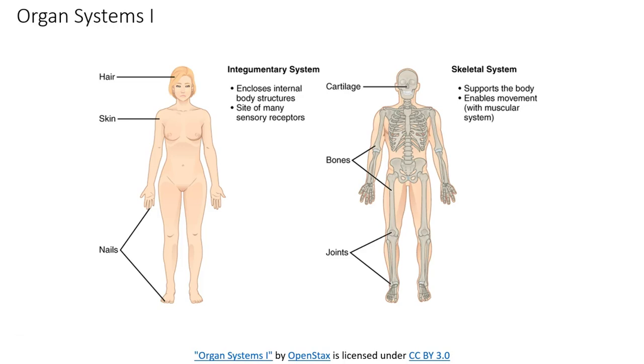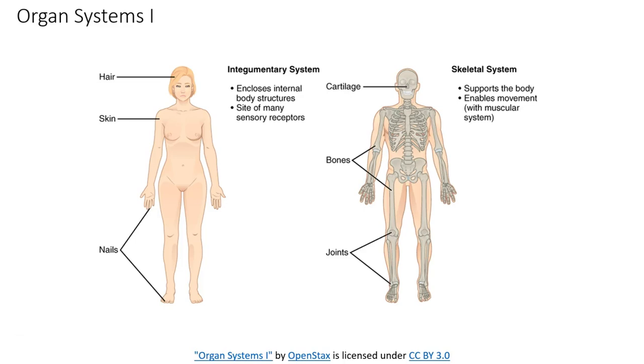the integumentary system. This is going to enclose a lot of our internal body structures, so our organs and blood vessels and stuff like that. We also have a lot of sensory receptors on our integumentary system, and it is made up of the skin, hair, and nails, among some other different types of cells and glands. We'll talk more about that later when we cover this particular system.